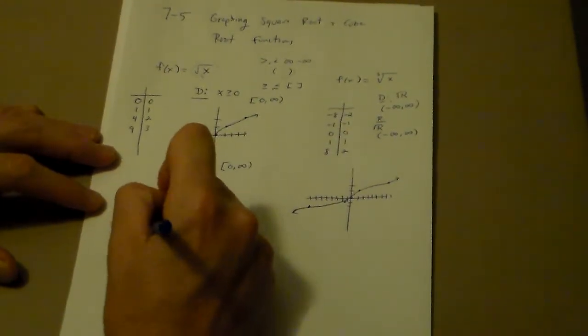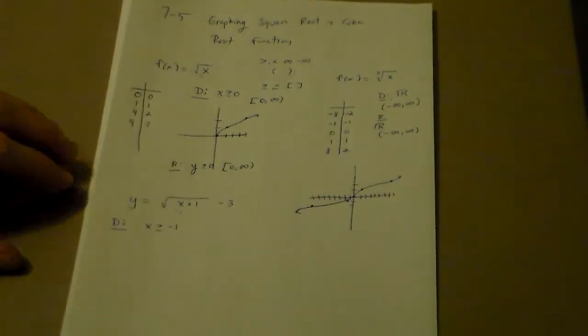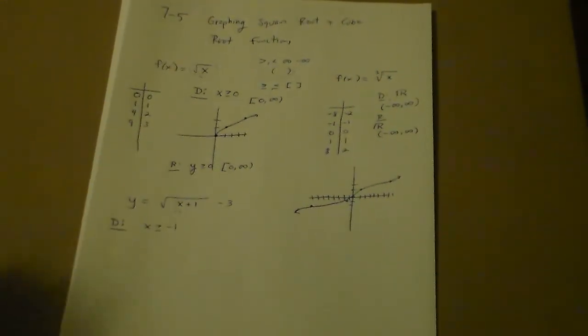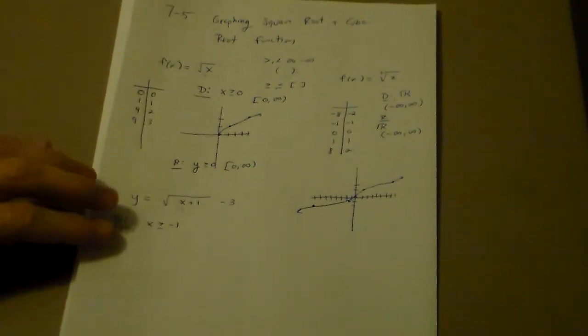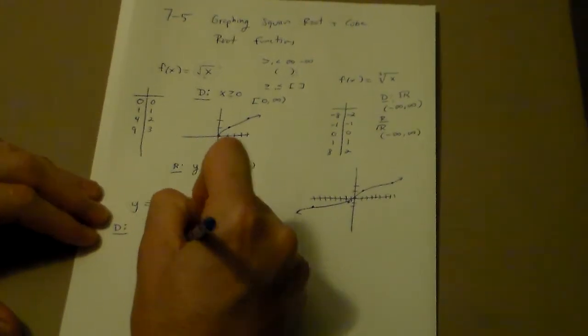So I'm going to say x is greater than or equal to -1, and I want you to go into Mr. Fazio's class and make it look like you learned something in Algebra 2. So we're going to make this a bracket -1 to infinity, and that's my domain.